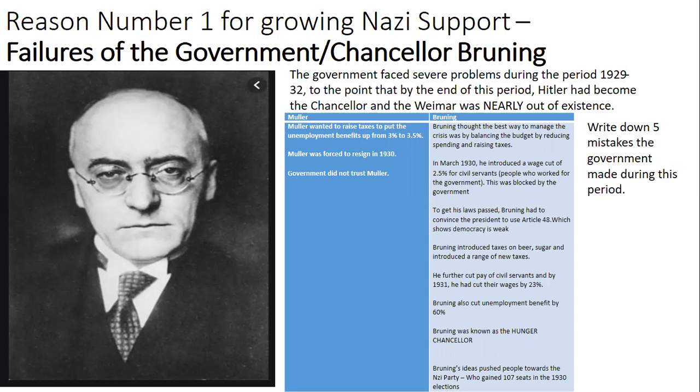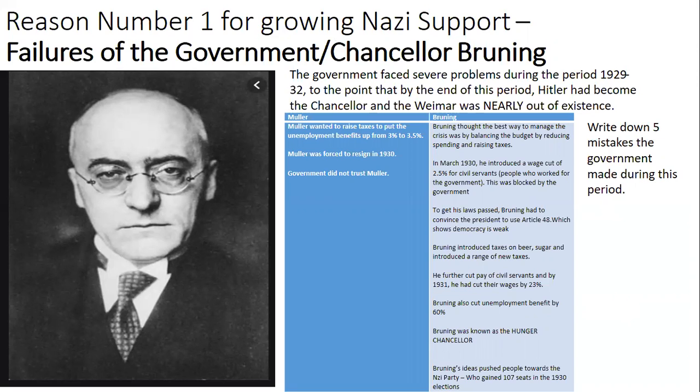So the Weimar government faced significant problems during this period of 1929 to 1932, to the point that by the end of this period, Hitler became the Chancellor and the Weimar Republic was nearly out of existence. So I'm just going to go through each chancellor during this depression. You had a chancellor called Chancellor Müller, but the more important individual is Chancellor Brüning. And while I go through this, you've got to jot down 5 mistakes that the government made during this period.